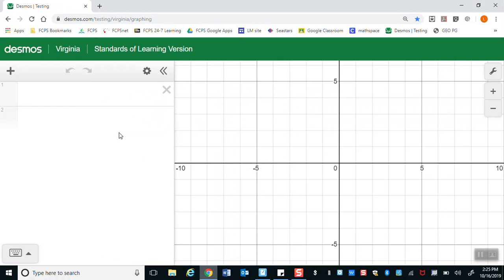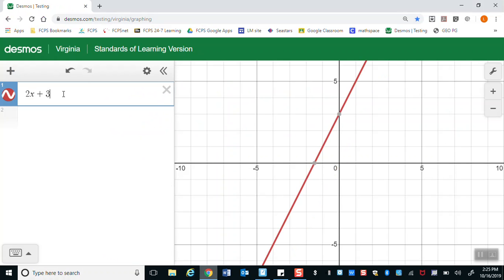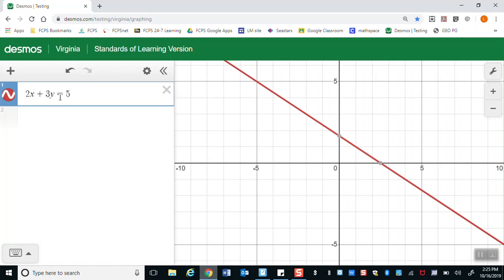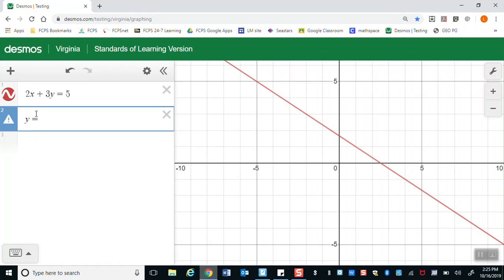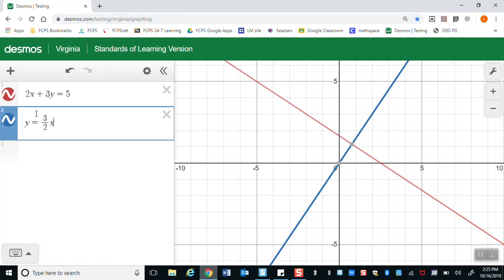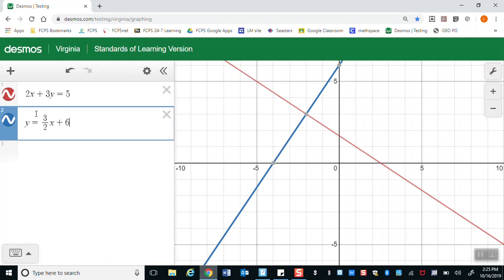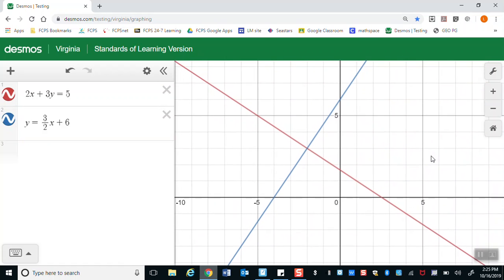In the first line, we're just going to type in 2x plus 3y equals 5. And then in the second line, we're going to type y equals 3 over 2 x plus 6. Now if you look at the lines, you can zoom out if you need to, or you can move the graph around. If you look right here, doesn't that look like a 90-degree angle?